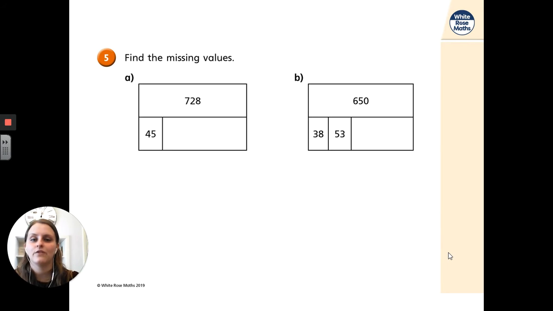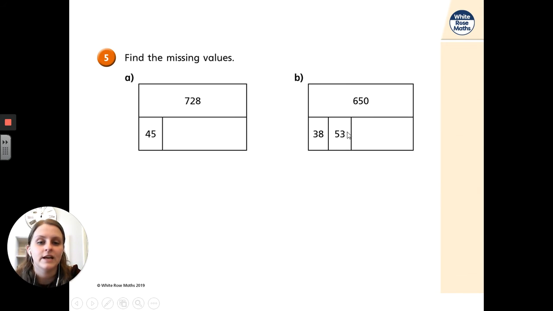Number 5. Now, we've got a bar model here. As we know, in a bar model, the top bar, the full bar, will always be my biggest number, because the numbers underneath will add up to make this number. So this number here will be smaller than this number. You've got 728 and 45. Think about what calculation you need to do to work out this number here. Same for this one. This number here will be smaller than this number, but it will be bigger than these 2 because it's a bigger part of the bar. Have a go at this one as well.